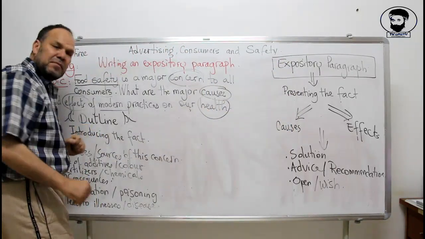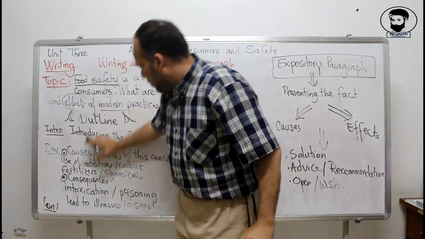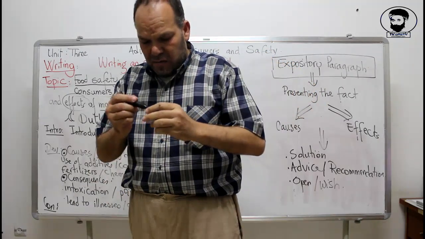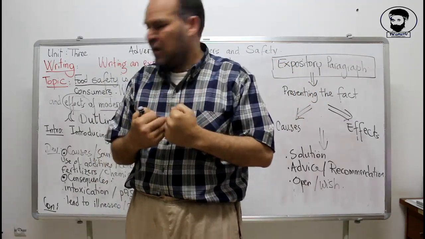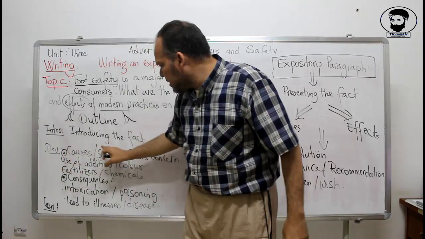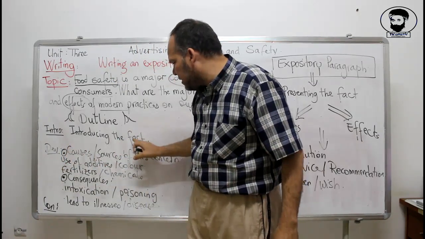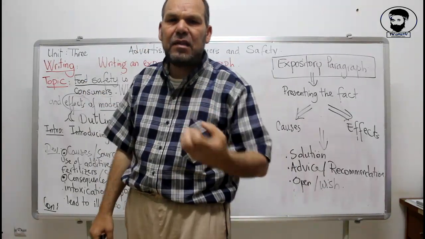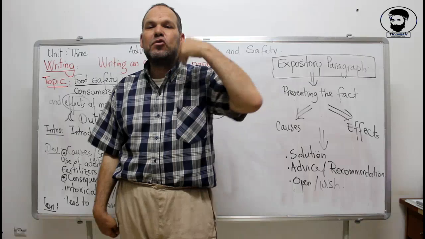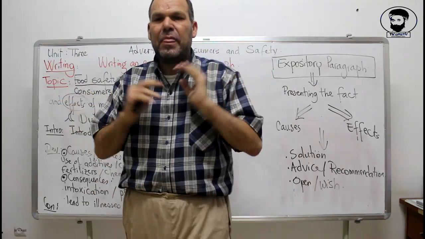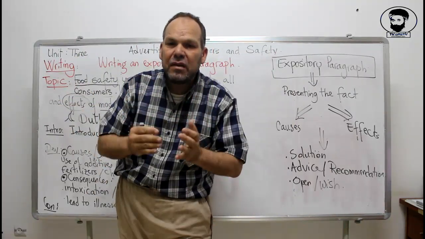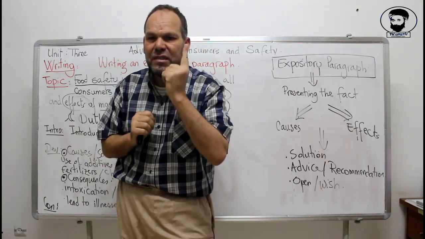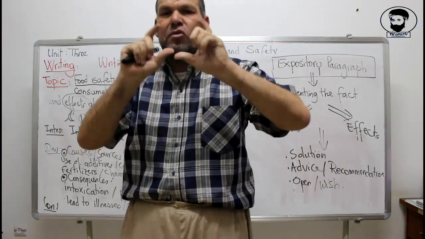So in our paragraph today, we take a rough paper and we are going to start thinking. Now, food safety is the topic today. First, let's introduce the fact and say, what is food safety? What do we mean by food safety? Or, let's introduce the fact in our society, saying that food safety today is a real problem to everybody. This is the first thing we start with, in one or two lines, introducing the topic.